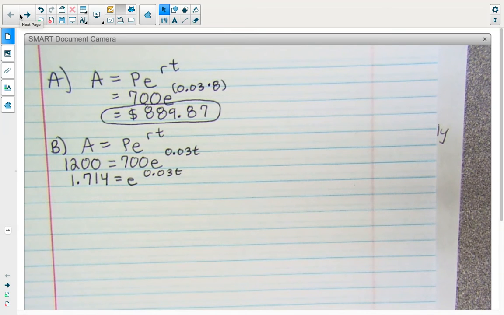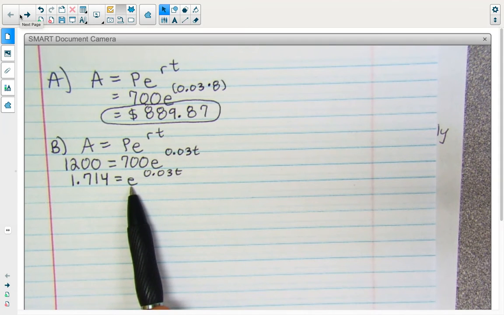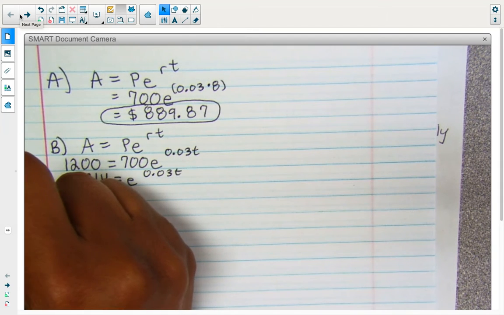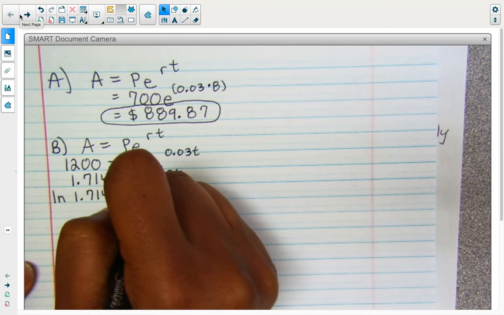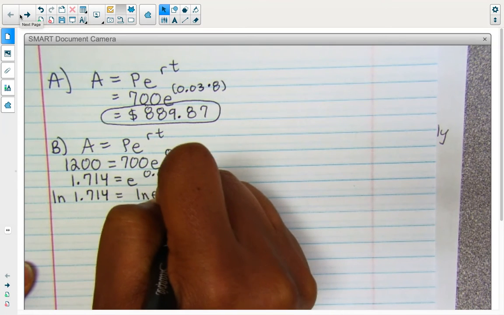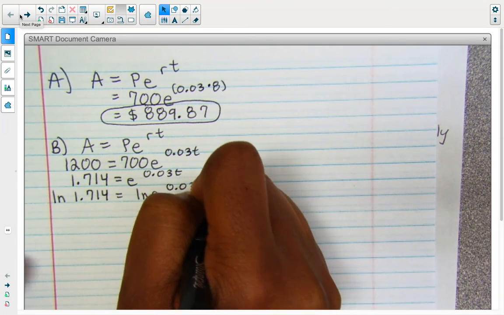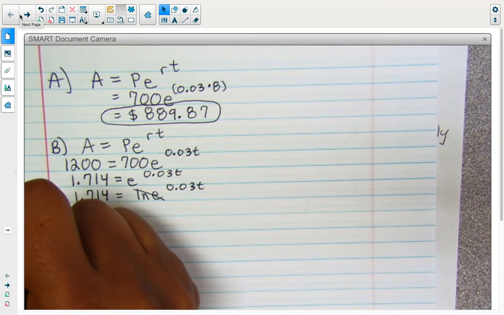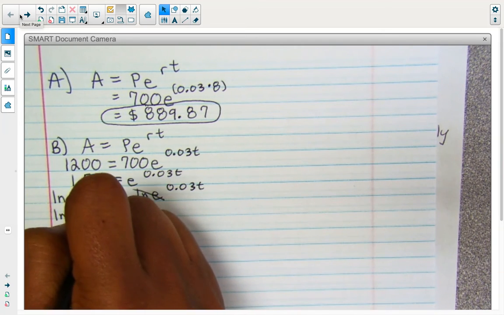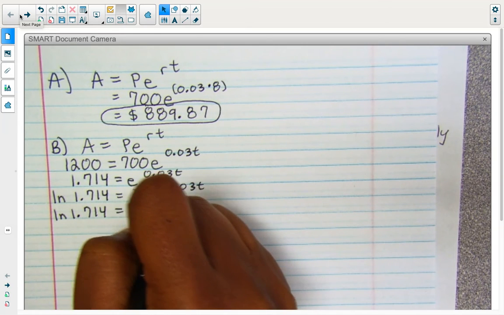Now, this is actually what we learned in the previous video. So I have an E here, so I need to take the natural log of both sides. So I'm going to take the natural log of this side, and I'm going to take the natural log of this side. This is in the previous video that you watched before you got here. Natural log and E cancel out. They make the number 1. So that cancels. So I have the natural log of this is equal to this.